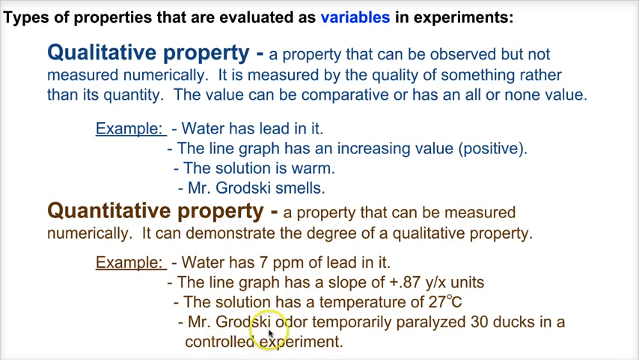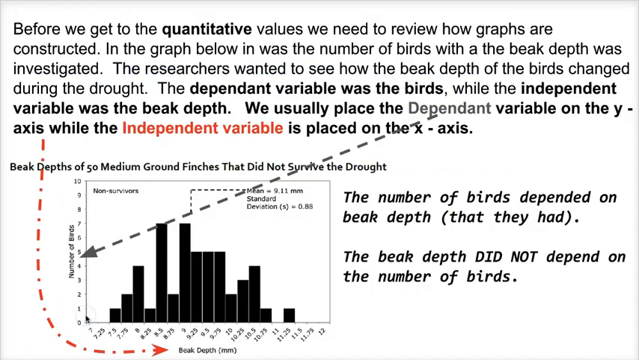Mr. Grodsky's odor temporarily paralyzed 30 ducks in a controlled experiment. That's a number that we can measure. The water has 7 parts per million of lead in it. It doesn't just tell me it has lead, it tells me exactly how much. So these have numeric values that are tied to some unit that we can measure. So, quantitative versus qualitative. We're mostly going to deal with quantitative properties as we go through our experiments.